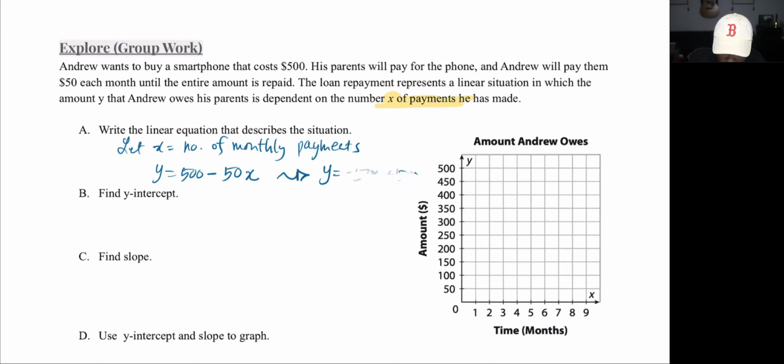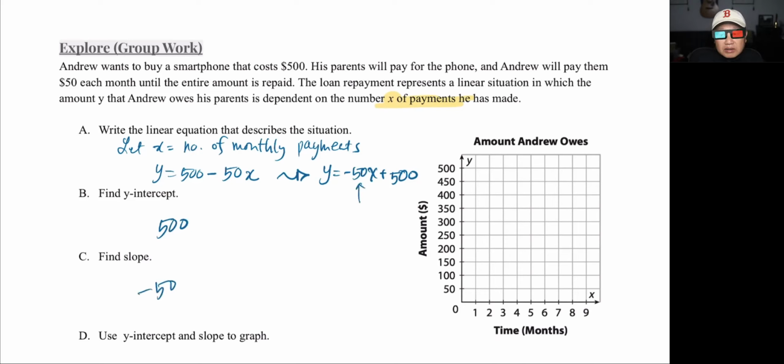Oops. Let me rewrite that. Negative 50x plus 500, right? But I think this makes a little more intuitive sense in that we started with 500 and we're taking away 50 each month. So the y-intercept in this case is what? 500, right? And then the slope is whatever is right in front of the x, which is negative 50.